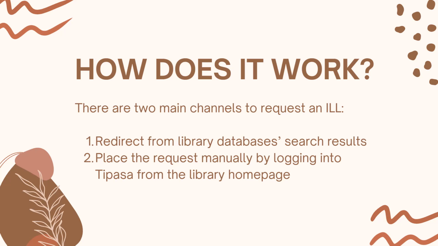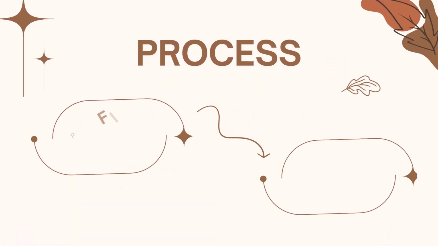The first route is much easier than the second, and that is to simply be redirected to our interlibrary loan platform, TPASA, from the database's search results. By following this route, TPASA will complete the majority of the request form automatically, meaning less work for the user. The second route is to sign into TPASA from the library's homepage and place the request manually. For this route, you'll need to have all the citation information accessible for the item you're requesting in order for the request to be submitted successfully.